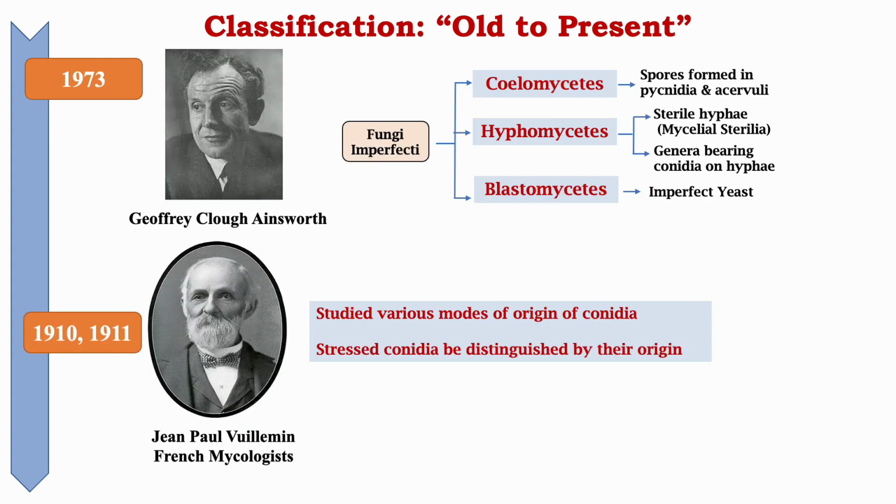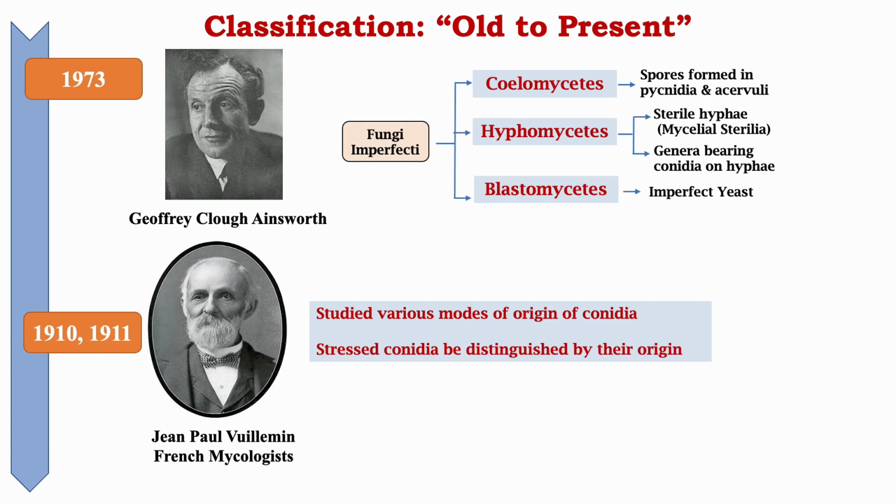During 1973, Geoffrey Claude Ainsworth, popularly known as G.C. Ainsworth, grouped the fungi imperfecti into three classes. These are Coelomycetes, Hyphomycetes and Blastomycetes.